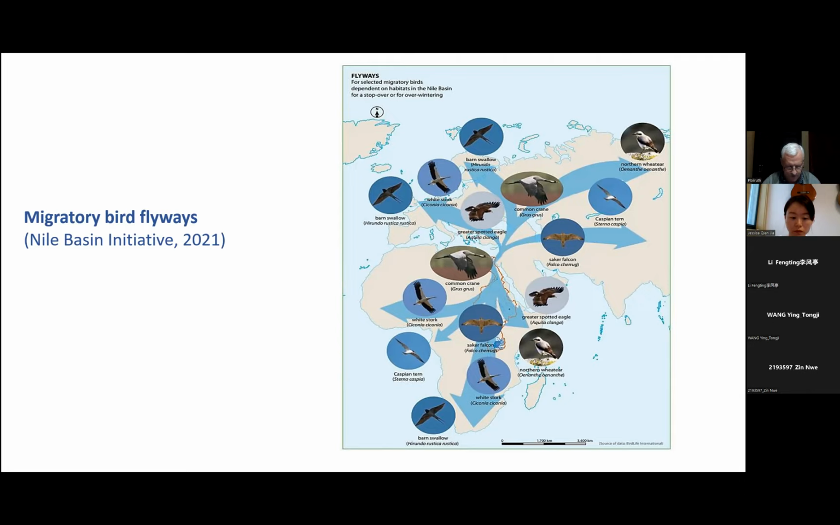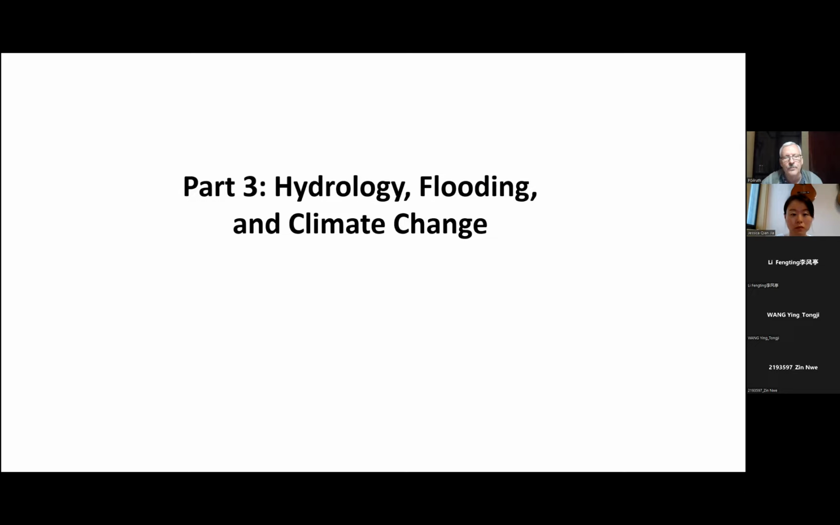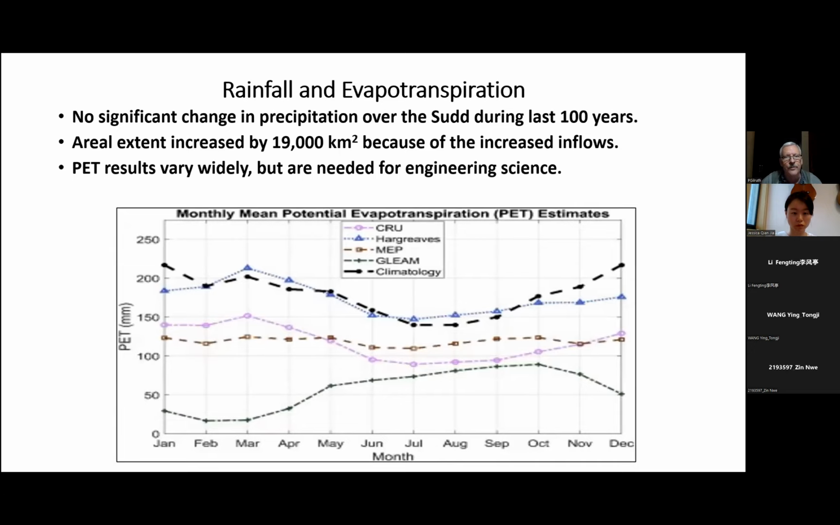Okay, now we move on to part three, which is the hydrology and the flooding and climate change. And let's look at a little bit of the science behind that. We start with rainfall and evapotranspiration. The first two bullets lead us to a conclusion. The first one says that there's no significant change in precipitation over the last 100 years. However, the areal extent has increased by almost 20,000 square kilometers because of increased inflows.